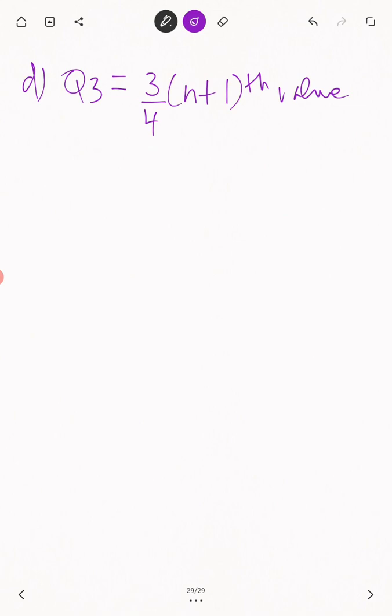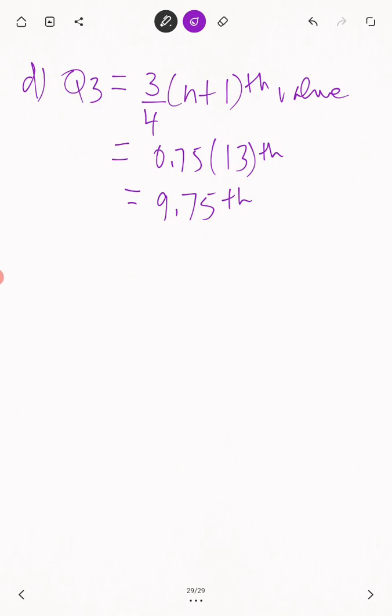Part D asks you for the upper quartile, which is Q3. And so for our purposes, Q3 is 3/4 of the n plus 1th value. That's the formula that you have in your textbook. Now just note that this is giving you which value to look at for Q3. It's not actually giving you Q3, right? So that would be 3/4 of the 13th value, which comes to the 9.75 value.